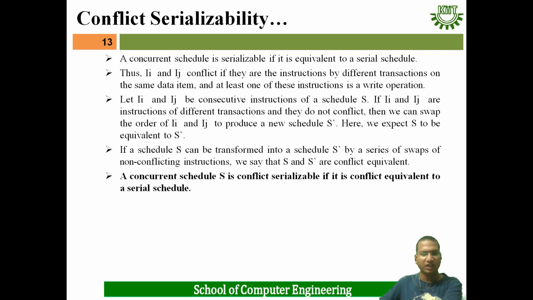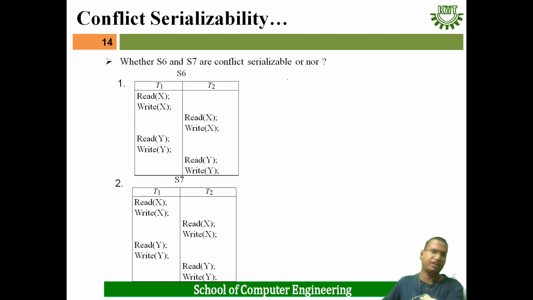A concurrent schedule is conflict serializable if it is conflict equivalent to a serial schedule. If a concurrent schedule is conflict equivalent to one of its serial schedules, then we can say that it is conflict serializable. Just take one example and check here. Suppose here S6 and S7 are two schedules.